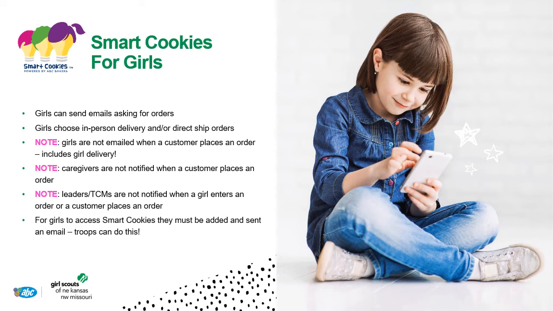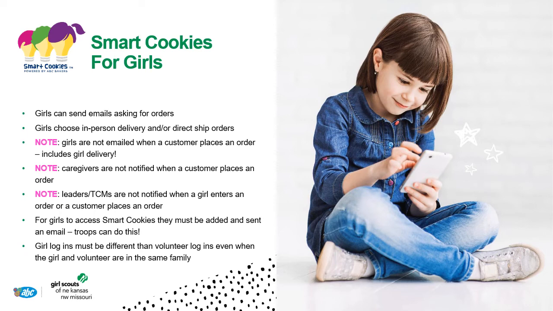For girls to access Smart Cookies, they must be added and sent an email. We will send girls at the beginning of December, and prior to sending the email link for them to set themselves up, we'll send everybody a cookiegram. If the girl was in the system for the 2017-18 school year, they should still be in the system.